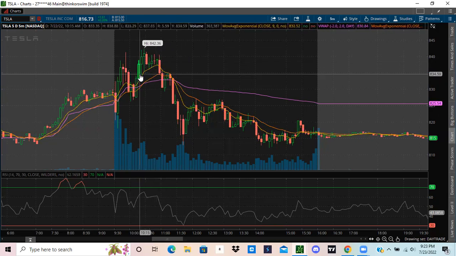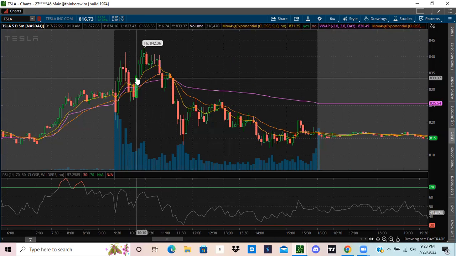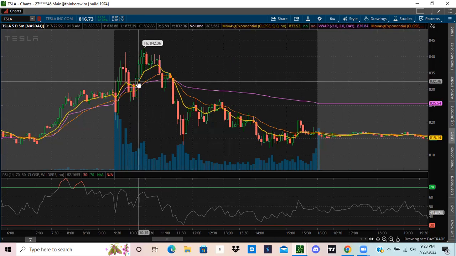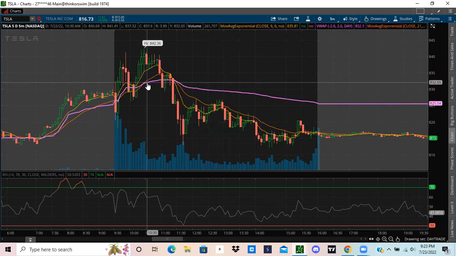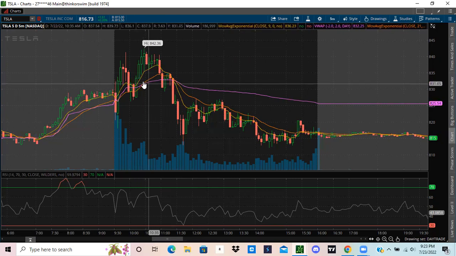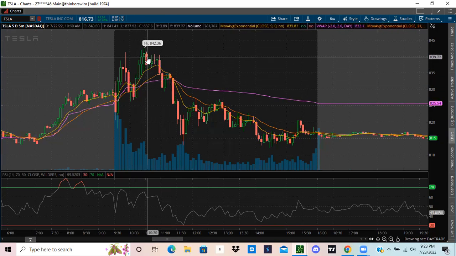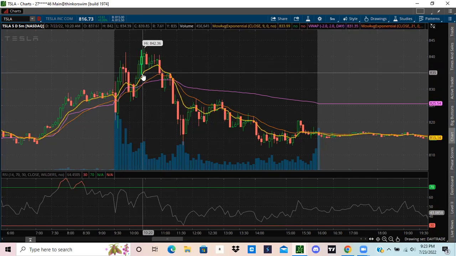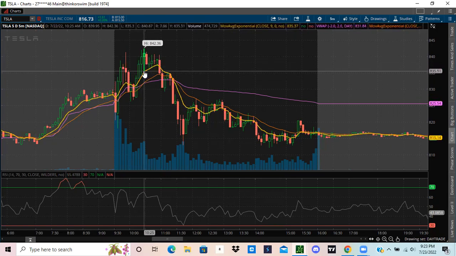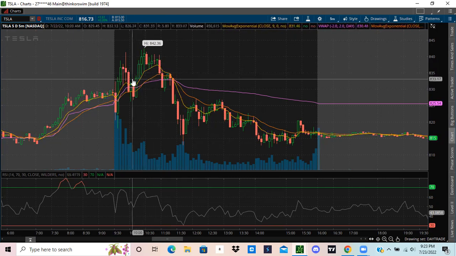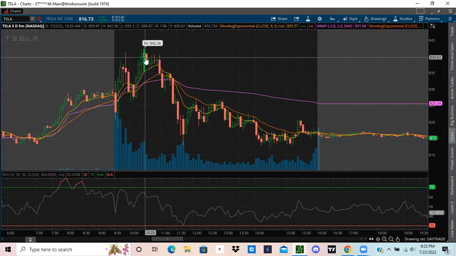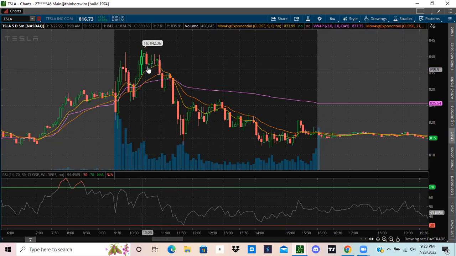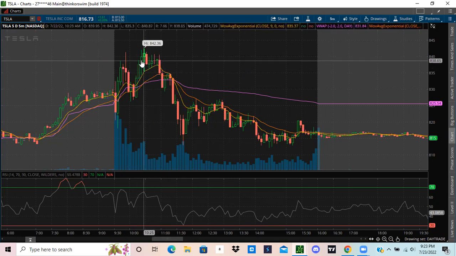To know that you're in a large uptrend or a downtrend, the candles are going to be opening and closing above your yellow, orange, and purple lines here on the chart. But for a strong uptrend or a strong downtrend, the candles are going to be opening and closing way above your 9 EMA, or below, depending on the trend. Well, looking here, we're seeing that it's constantly touching the 9 EMA. That doesn't signify a super strong uptrend to me.